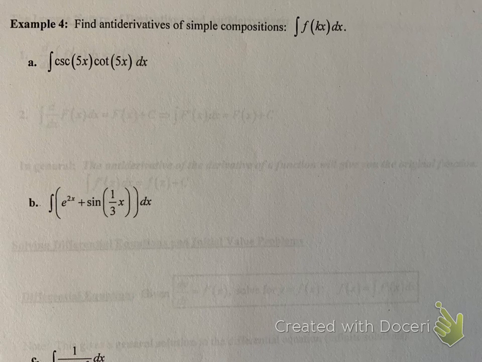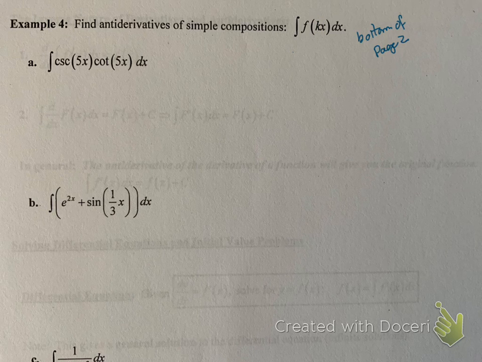This is 4.8, part 3, and we're going to look at example number 4. Find the antiderivatives of simple compositions, the integration of the function kx dx. On the bottom of page 2, you will see all the kx formulas. All this means is k is standing for a constant, okay? So k is a constant.